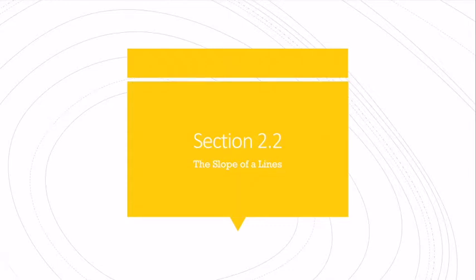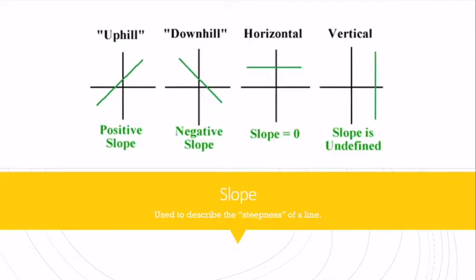Section 2.2 is all about the different slopes of lines. So we can have 4 different types of slope, right? We can have positive slope. That's going to be when your graph looks like it's going uphill. We can have negative slope. That's when your graph looks like it's going downhill.